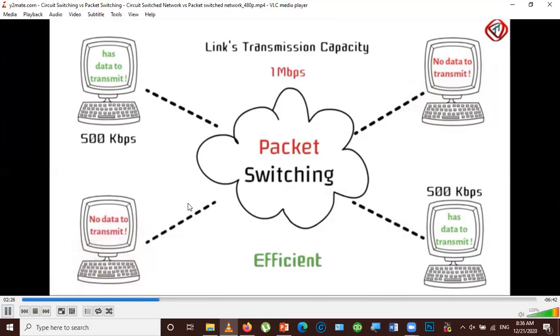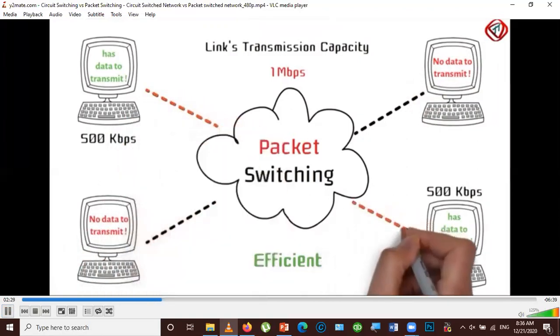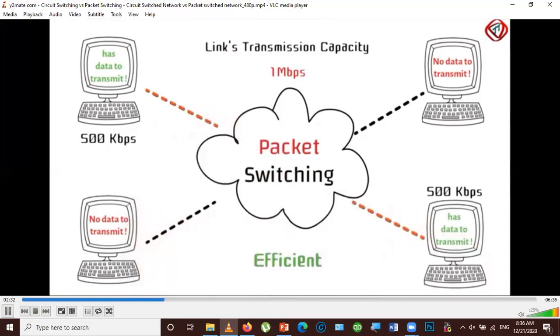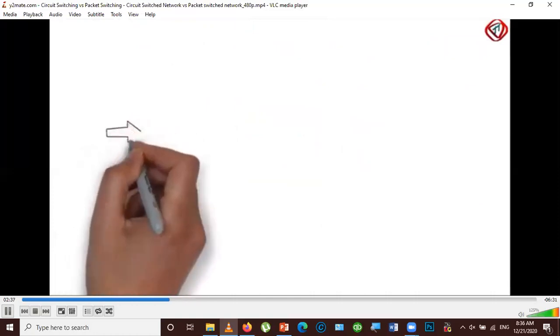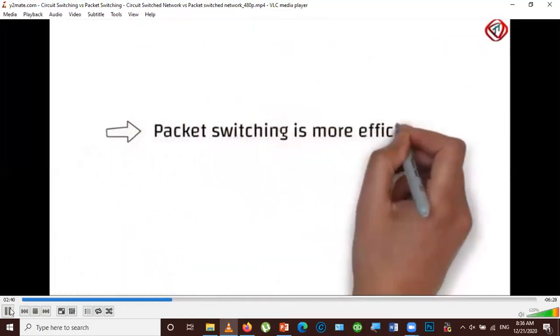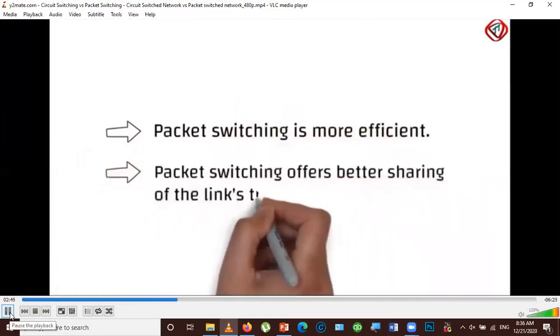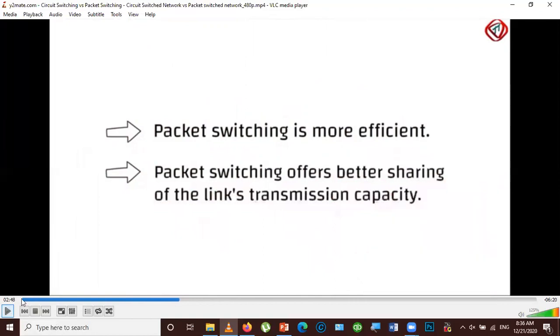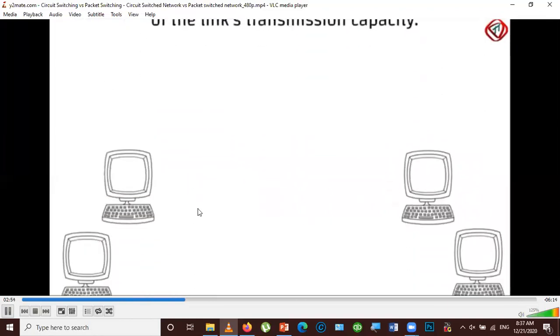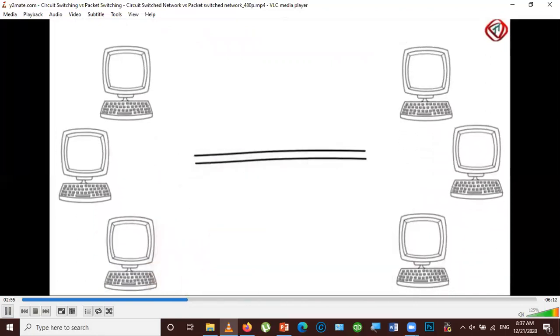By this example we can see which one is the more efficient method to deliver data from one place to another. Before, we used circuit switching, and now we use packet switching. So we can see that packet switching is more efficient. Packet switching offers better sharing of the link transmission capacity. This is the most important difference between packet switching and circuit switching.